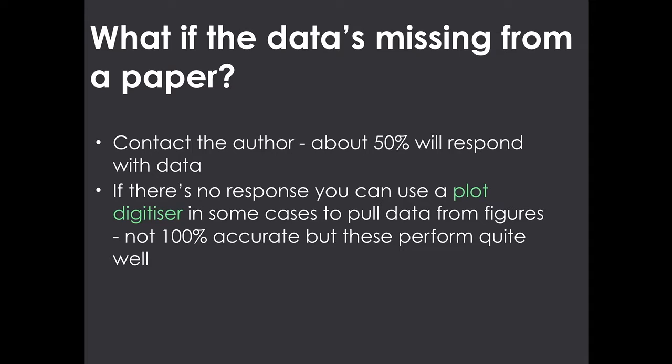Now, what if data is missing from a paper? This is a common problem. One thing you can do is contact the author. In my experience, about 50% will respond with the data. Now, if it's a paper that's been done a number of years ago, the chances of getting data back are a bit more slim, but it is still worth contacting the author in case they have the data that they can send to you.